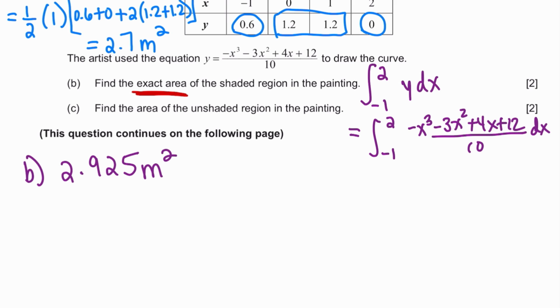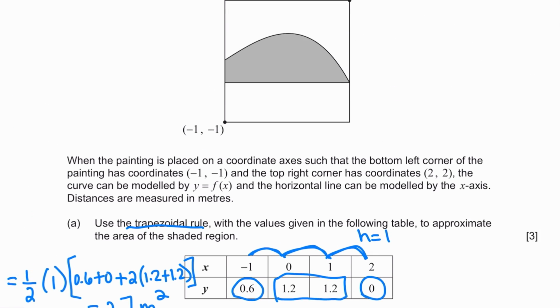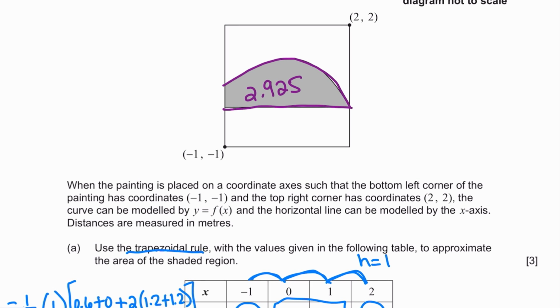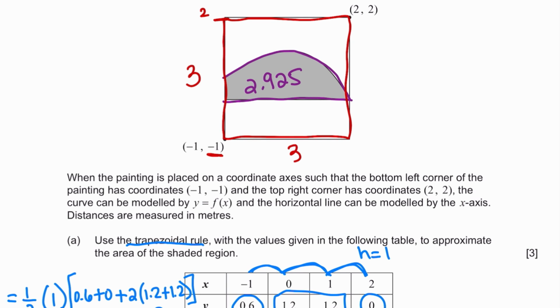If you round that, you're not going to get the final point because the question says to find the exact area. Now for part C, it says to find the area of the unshaded region. If we take a look at the picture they gave us, by finding the integral, we were able to determine that everything that is shaded, this area is 2.925. So to figure out the unshaded area, we have to remember that this is basically just a square. They told us that. And notice that my values here are from -1 to 2 because the height here is 2. So this is basically a 3 by 3 square.